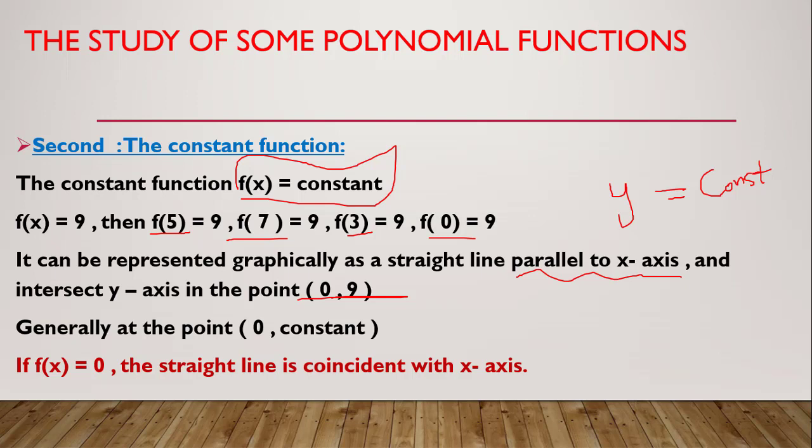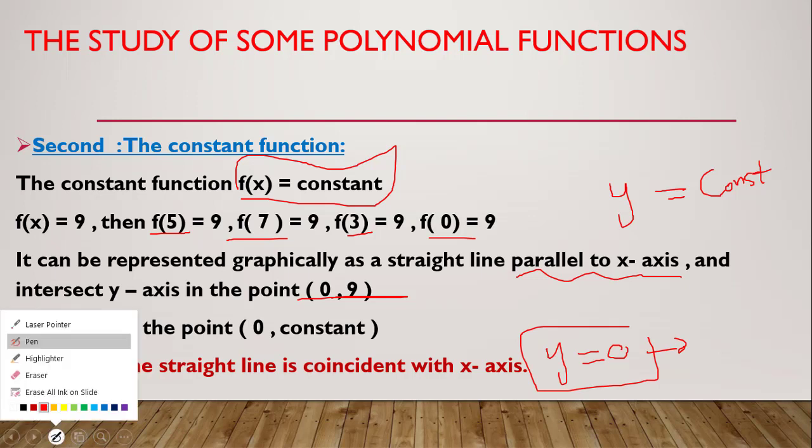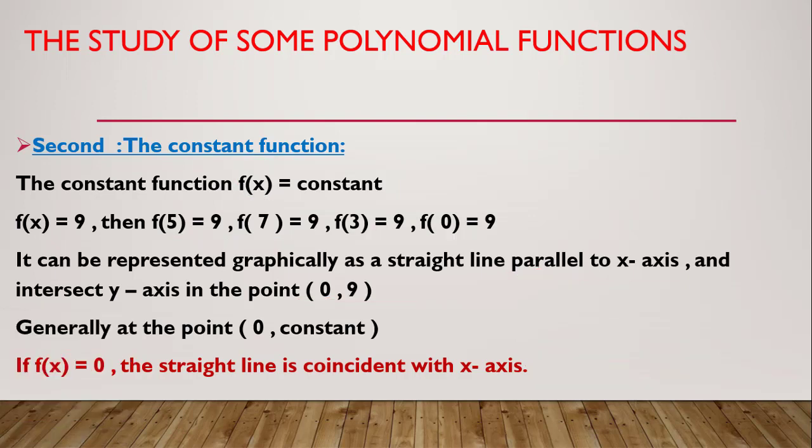Okay, the straight line here. If f of x equals 0, this is the equation of what? Of x-axis. f of x equals 0, it means y equals 0. And this is the equation of x-axis. We said before, y equals 0 is x-axis, x equals 0 is y-axis. Okay? So this is the constant function.